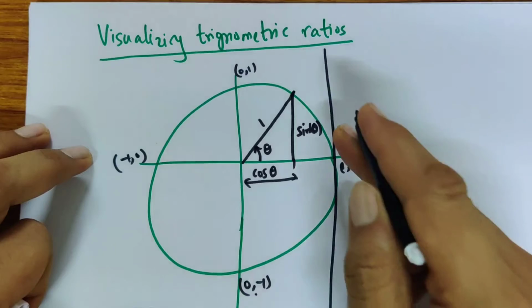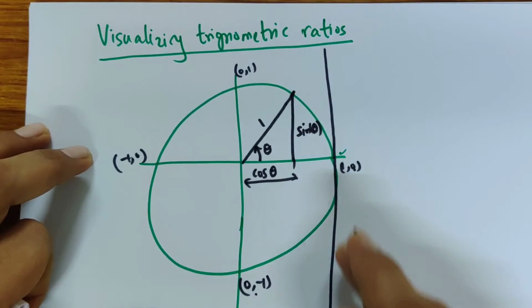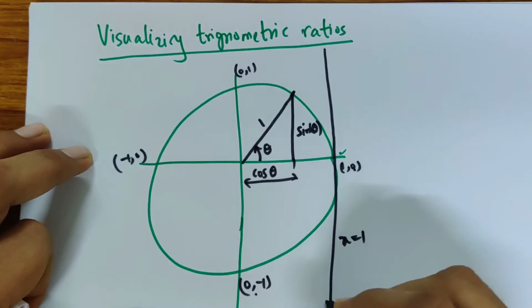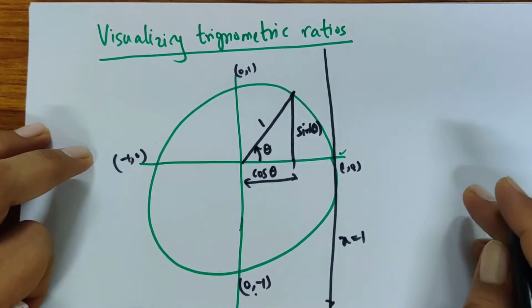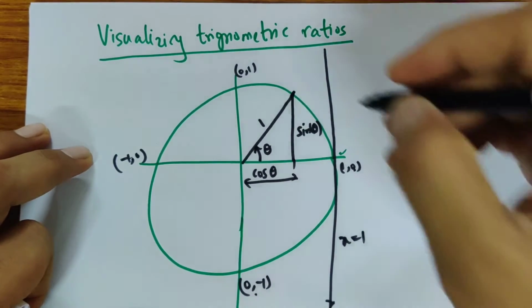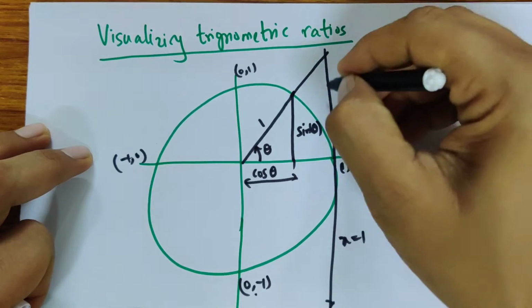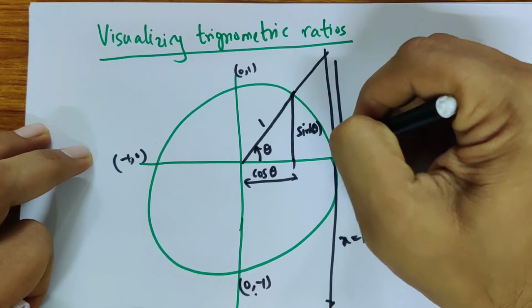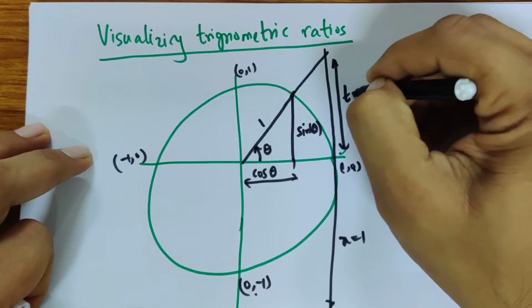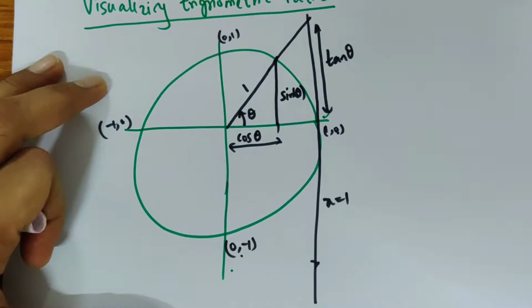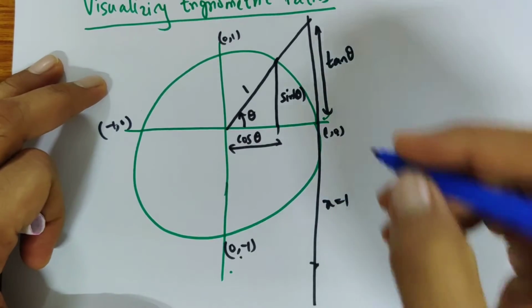which is basically, if you see here, the x value is 1 for this line always, so this is x equal to 1. Any point you take on it, the x value is 1, the y value is changing, so this is x equal to 1. And if I extend this point to it, this height is basically tan theta. Okay, so that's very interesting. Okay, so let's prove to ourselves this is actually tan theta.